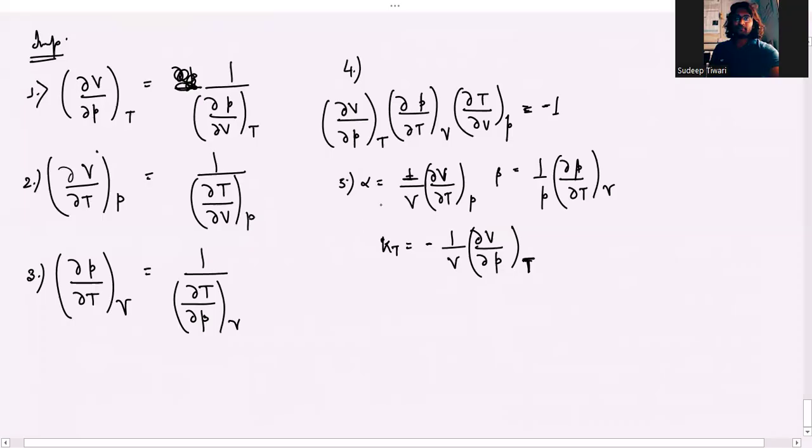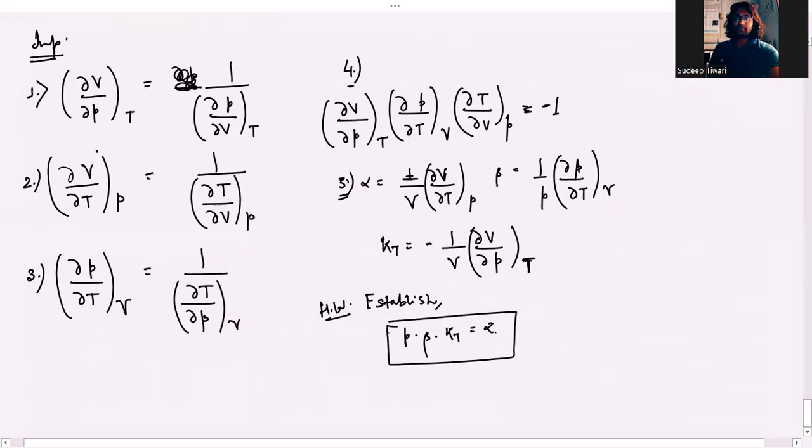Now from all these expressions, if I try to make some sense, these are the things that we have already derived. I'm leaving this as your homework: try to establish a relation given by pressure times beta times kappa T is equal to alpha. Try to obtain this expression using these equations. If you are unable to do it, I will explain this relation again in the next class.